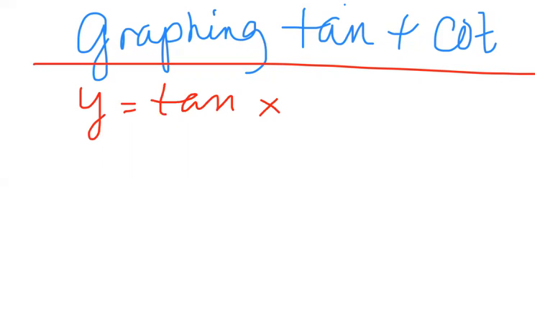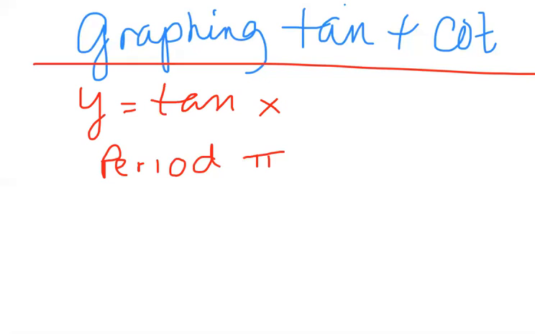So first and foremost, when we talk about tangent, guys, tangent has a period of pi, okay? The tangent graph has a period of pi, meaning it repeats every pi units. So it cycles every pi units.